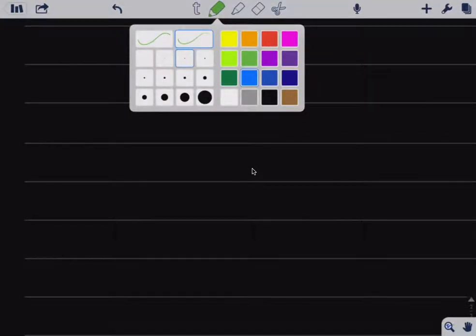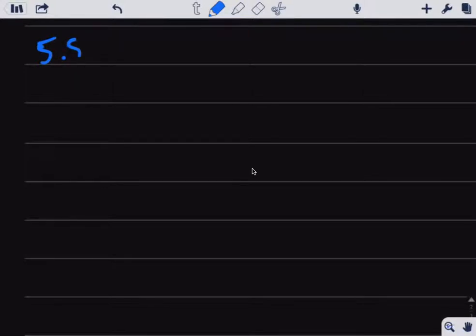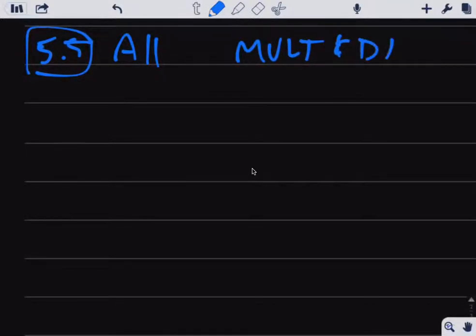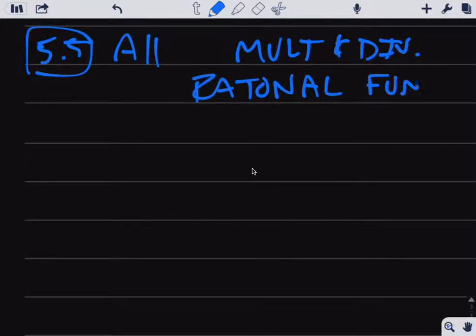Okay, this lesson is going to cover 5.5 and it's really going to cover all of it. Some basic properties. We're going to deal with multiplying and dividing rational functions. That's basically multiplying and dividing fractions.